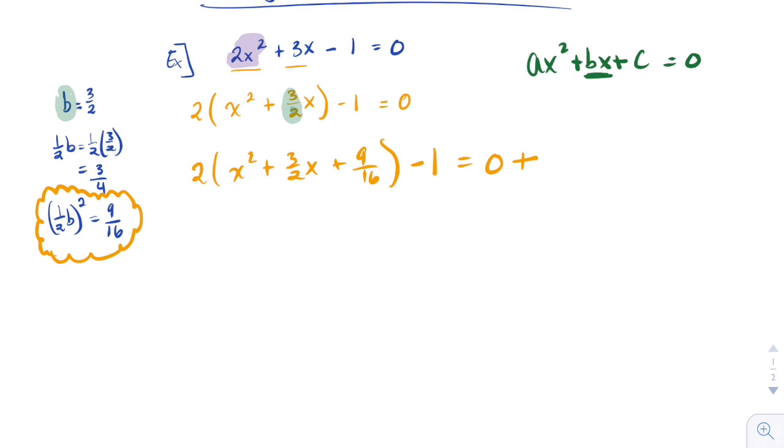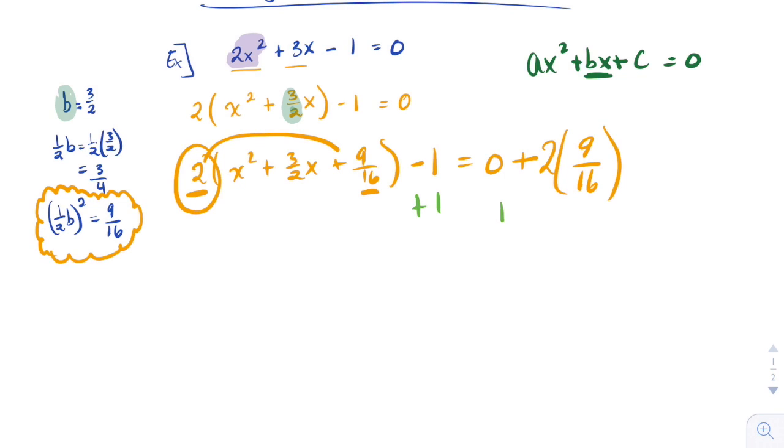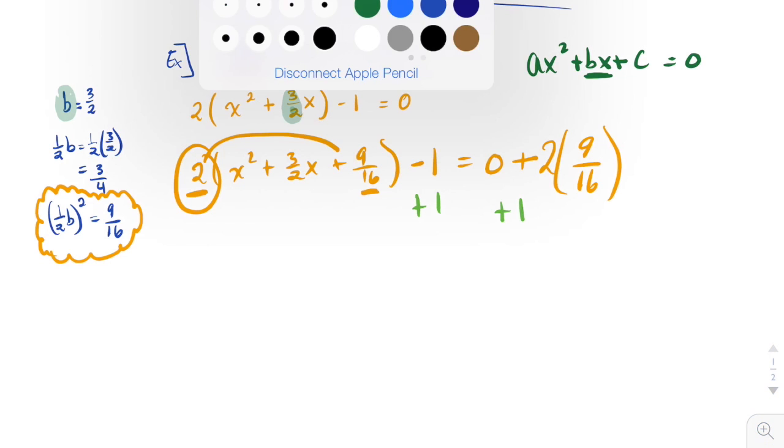And then plus, so you might be tempted to just put 9 over 16. And usually this is what we would do. However, here we have this 2. So although we're adding 9 over 16 to the inside of this parentheses, to the left side of the equation, we're actually adding 2 times 9 over 16. So since we're adding that to the left-hand side, we need to make sure we're also adding that to the right-hand side. We're going to add this 1 over, since we don't need it here on the left-hand side.